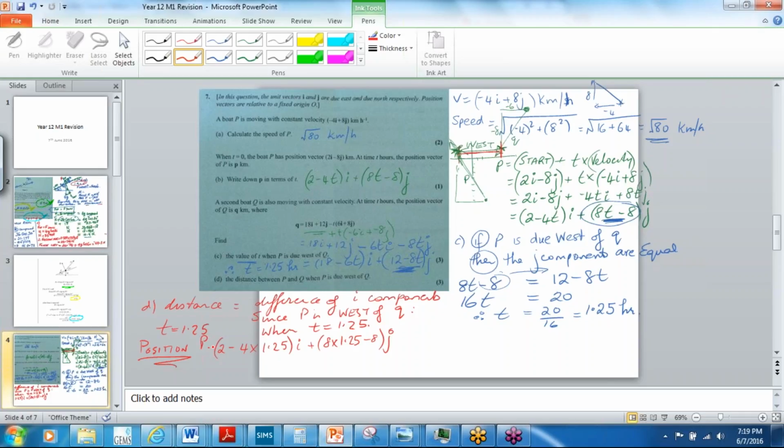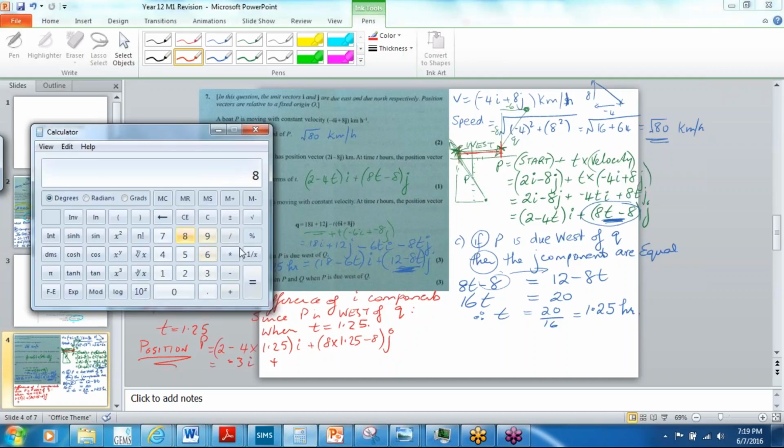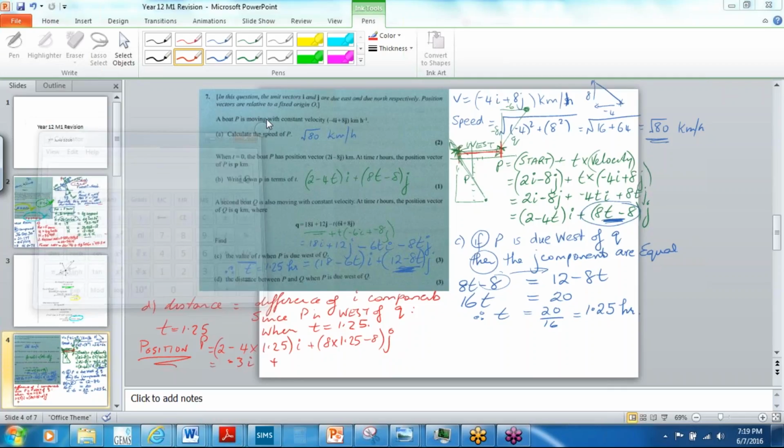So P will be at 2 minus 4 times 1.25, which is 5. So 2 minus 5 is negative 3i. And 8 times 1.25 is 10. So we've got 10 minus 8, which is 2j.